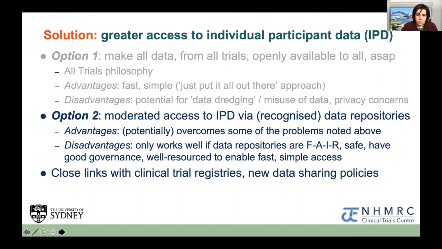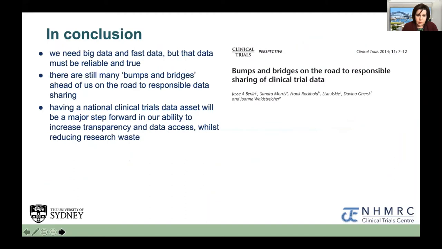So what we're really talking about here, and what HeSANDA is proposing, is moderated access to a recognized data repository that can potentially overcome many of those problems. But it does need to be something that has FAIR principles, that it's safe, has good governance and is well-resourced, which is what the group is going to work towards. And as I've said, it needs to, and does, have close links with trial registries and data sharing.